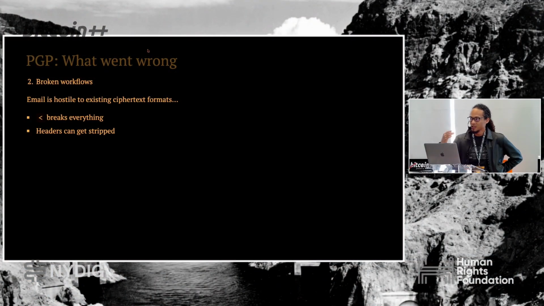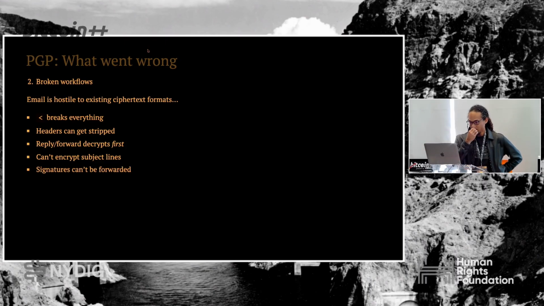Headers from the email can get stripped, so if you try to hide your data in the header, that may not survive forwarding chains. Reply and forward, often clients will just decrypt the data first before they send it on, which breaks the whole purpose of the encryption. Can't encrypt subject lines. That seems like it would be easy, but it's actually subtly difficult. Proton Mail can't even encrypt a subject line. And again, signatures can't be forwarded.